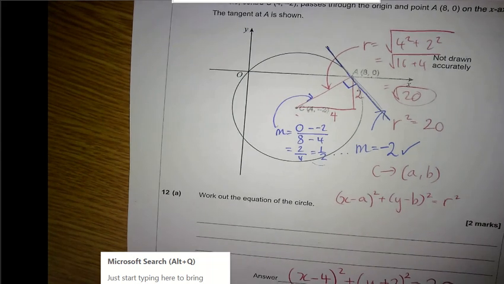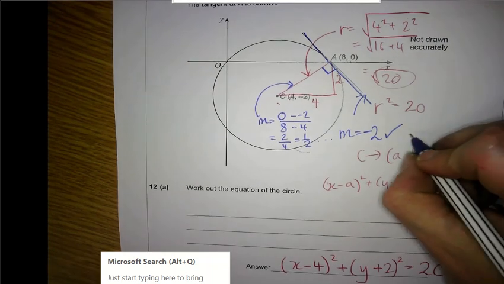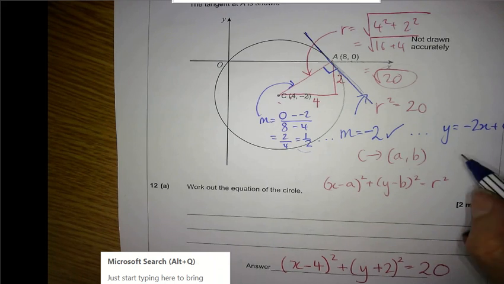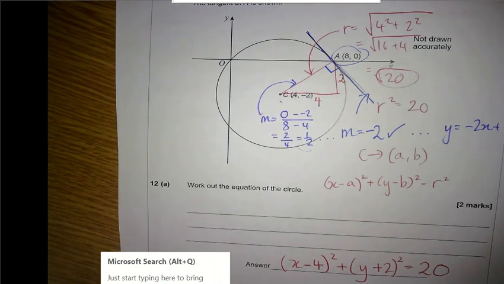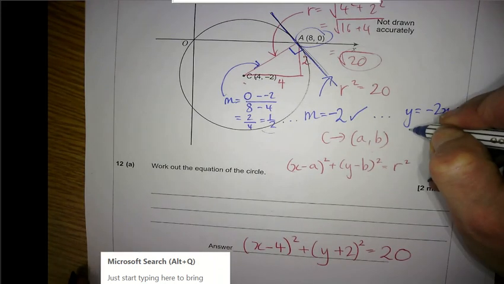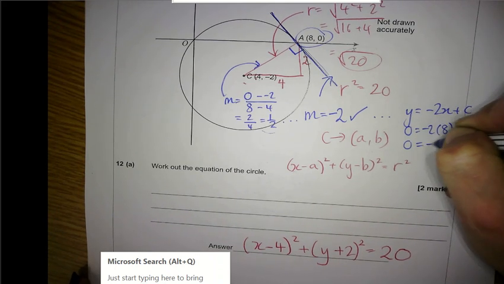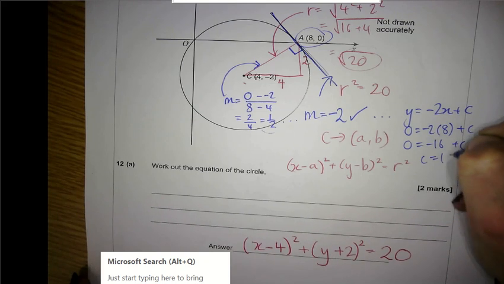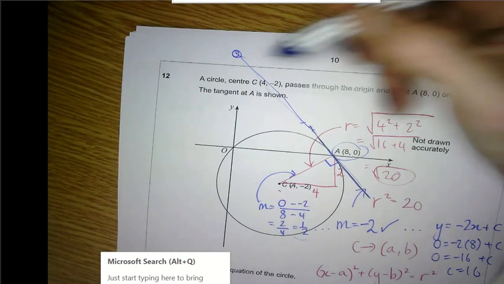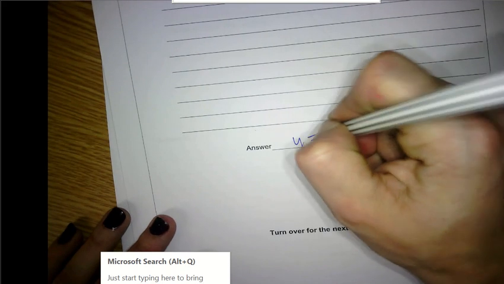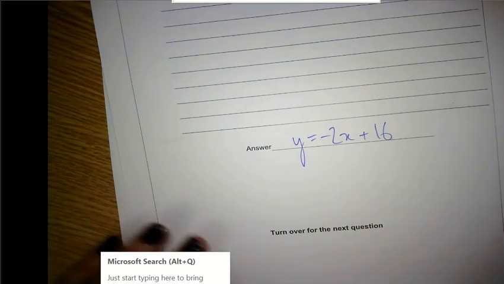Now I'm going to work out c. So I've got y equals minus 2x plus c. I'll substitute in this point because that lies on the line. So 0 equals negative 2 lots of 8 plus c. So 0 equals negative 16 plus c. So c is 16. I can see that this line would intersect the y-axis at some positive value, so I'm happy that c is positive. So y equals minus 2x plus 16.